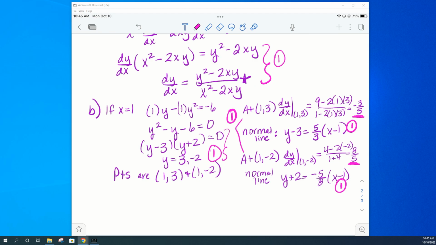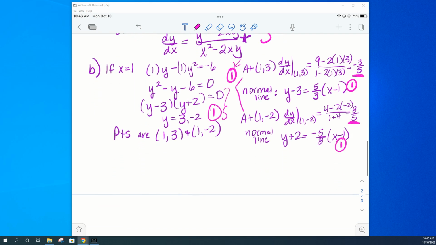All right. Now, I will tell you, if you have the wrong notation and you put dy/dx equals and not dy/dx evaluating, you will lose. It's kind of a notation error. You would lose that point. So make sure that you have the correct notation there. Last one, letter C.